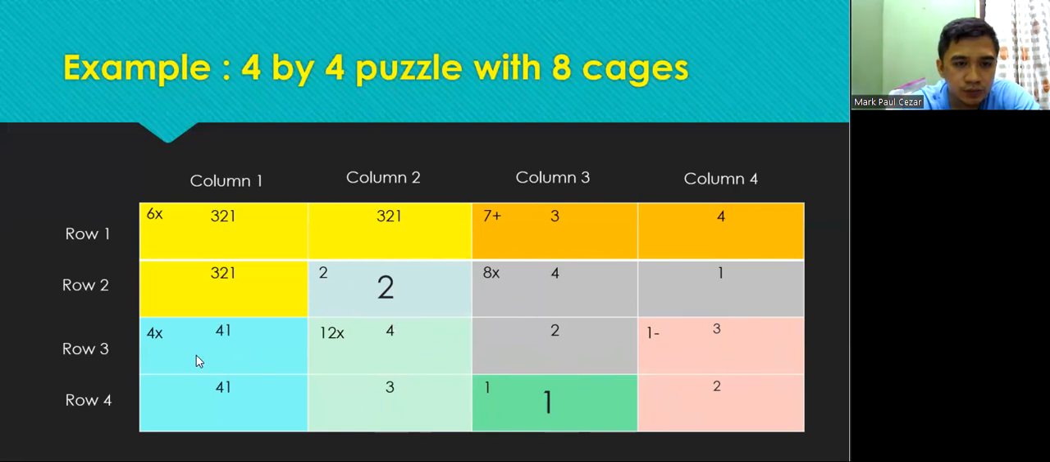So let's move to the next target number, which is this. The target number is 4 and the mathematical operation is multiplication. So since I already put 4 here, I'm not going to put my 4 in this box because if I put 4 here, we are going to break our rule again that there shouldn't be any repeated number in each row and each column. So for this one, I'm going to put my 4 here and 1 here.